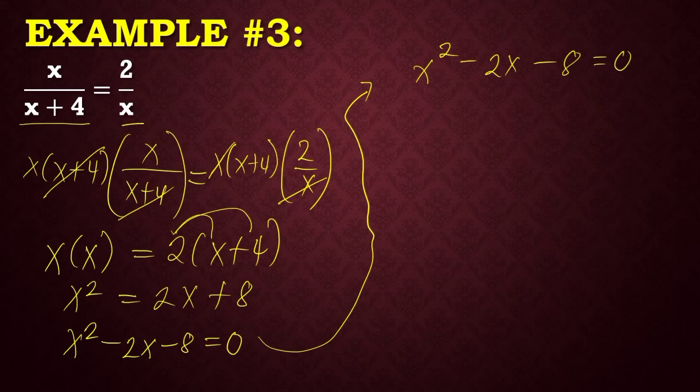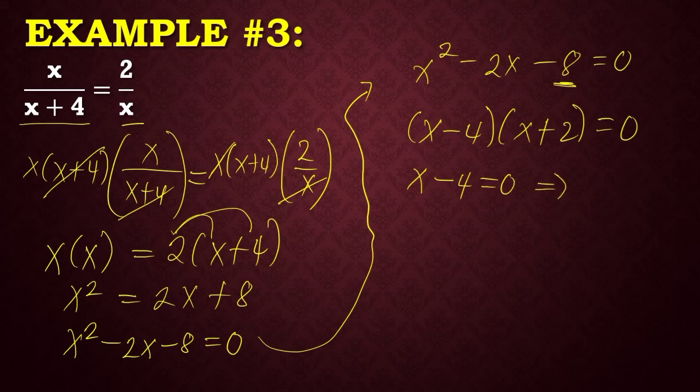So, ano yung dalawang factors ng negative 8 na kapag pinag-add natin, lilitaw yung coefficient ng x which is negative 2. So, yun ay x minus 4, x plus 2 is equal to 0. So, yung una nating solusyon, x minus 4 is equal to 0. That is x equals 4. And then, yung pangalawa naman, x plus 2 is equal to 0. Magiging x equals negative 2.